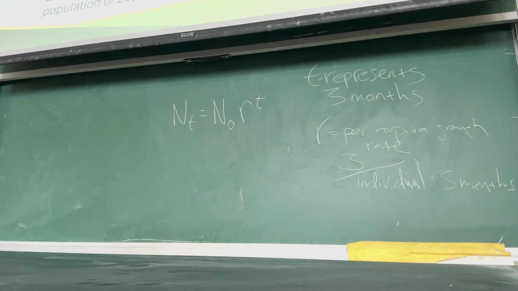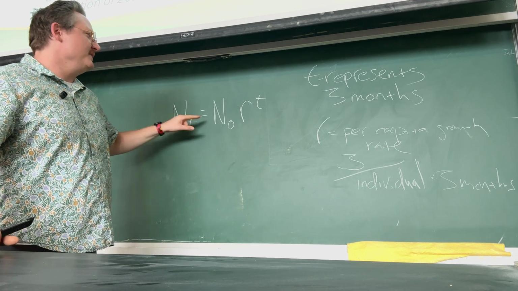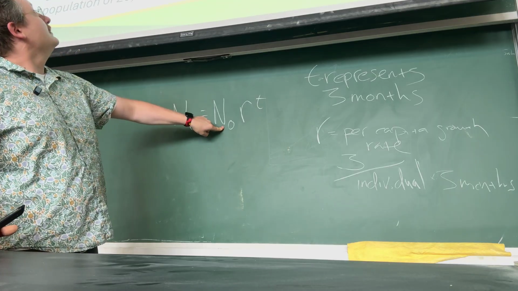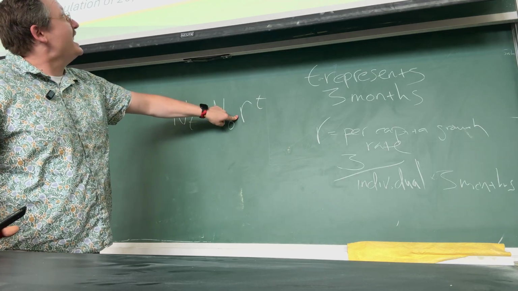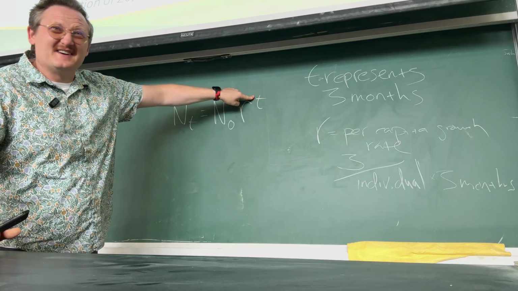Start with 2 individuals at timestamp 1. Very good. After 3 months, there will be 20 individuals. N sub t equals 2 times 10 raised to the 1. Cool so far?